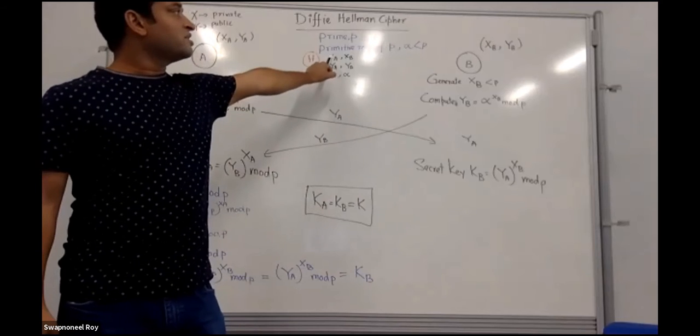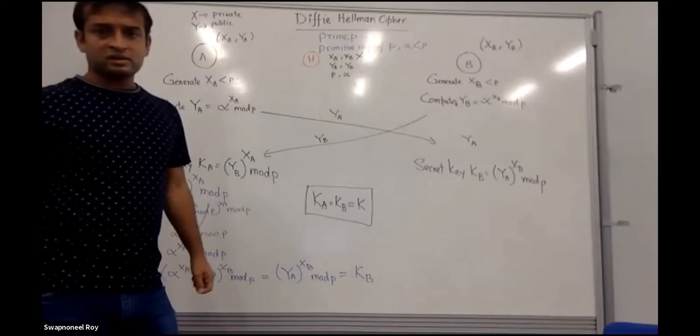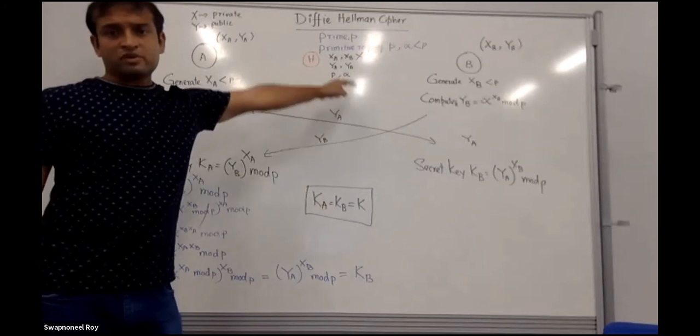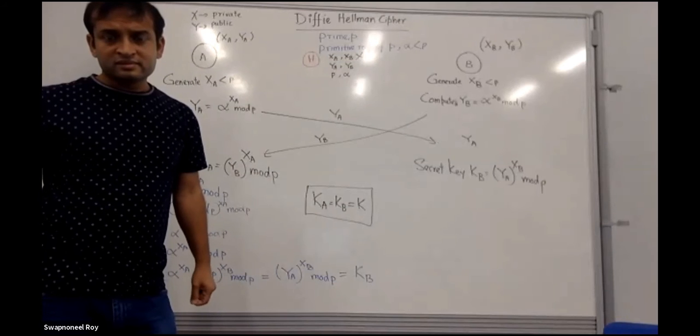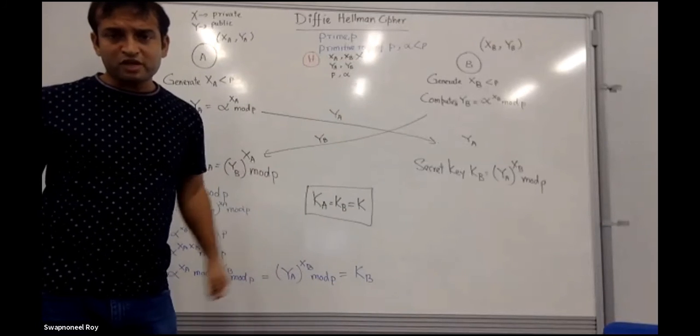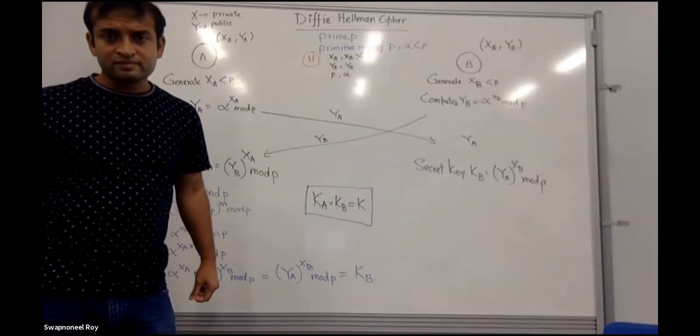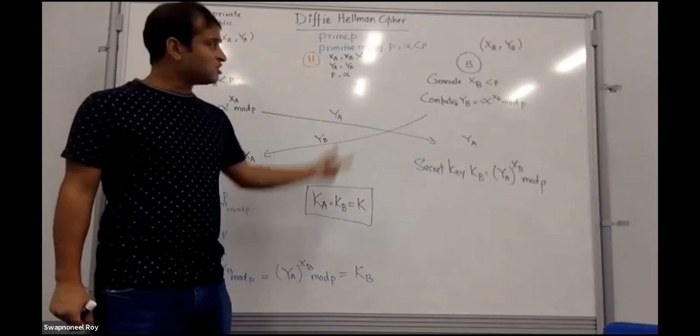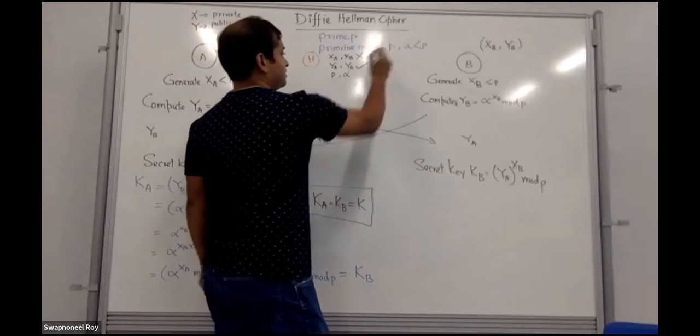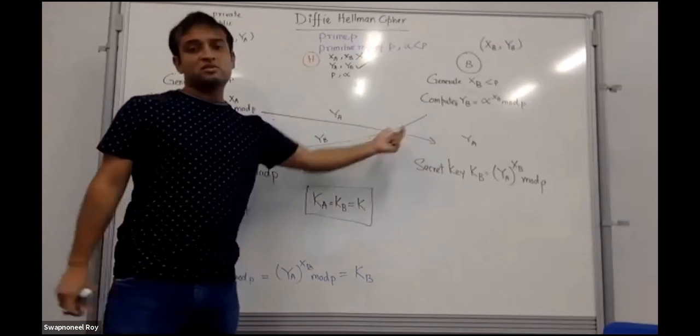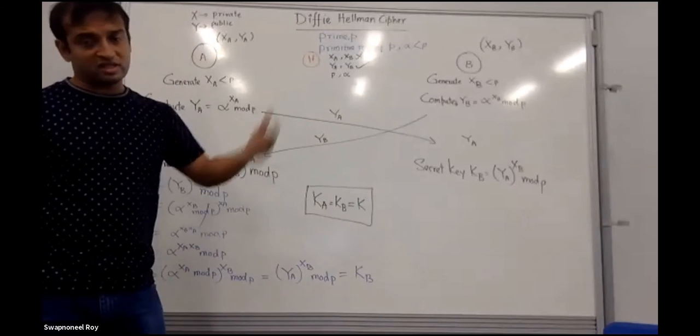Does the hacker have knowledge about XA and XB? No. So these two are not known to the hacker. Does the hacker have knowledge about YA and YB? Yes. The public keys. Once these are exchanged, they are in clear text. They are not encrypted. They are exchanged in clear text because they are public. They have to be shared anyway with everybody.